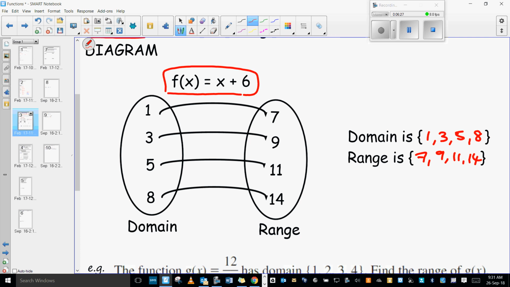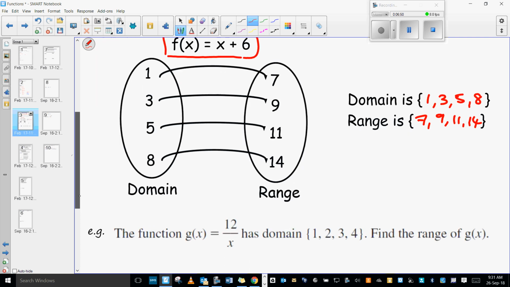Exactly right. So we were going to put our domain values into our function. So when we substitute 1 into this function, we're going to add 6 and we get 7. When we substitute 3, we add 6 and we get 9, and so on and so forth. So if they've given you your domain, you can find your range. Okay? So far so good, hopefully.